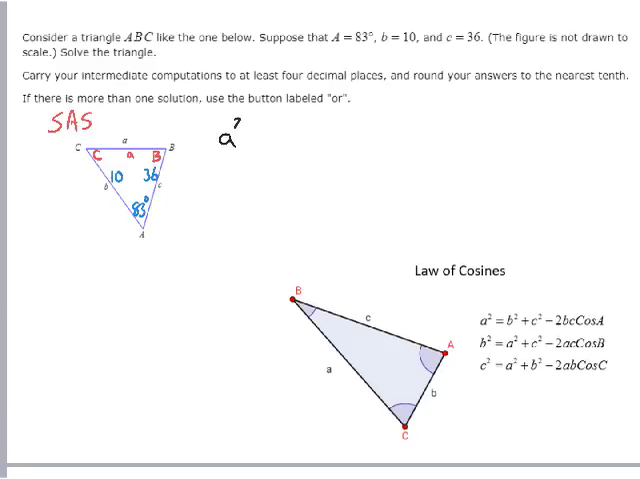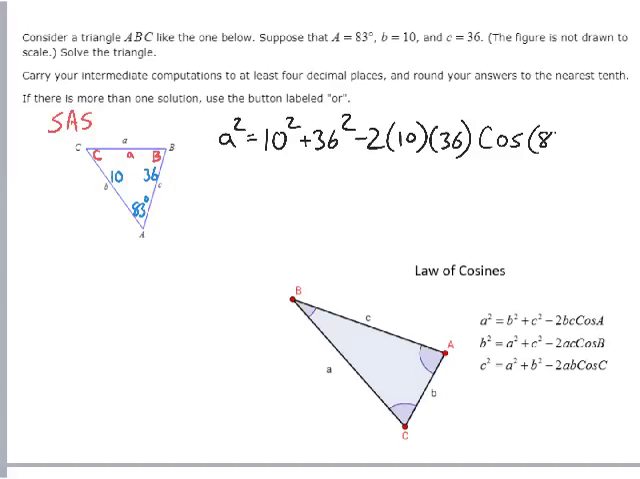So what I do is I simply plug it into the formula. I start with A squared is equal to B squared, which was 10 squared, plus C squared, which would be 36 squared, minus 2 times B, which is 10, times C, which is 36, times cosine of the angle A, which is 83 degrees. And then all it is, is typing it into a calculator and getting a decimal.